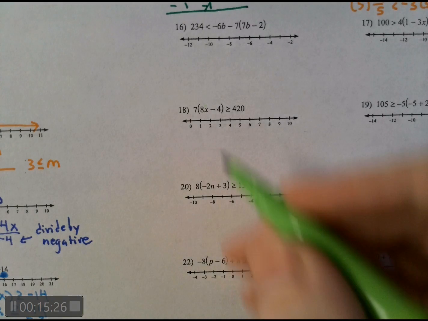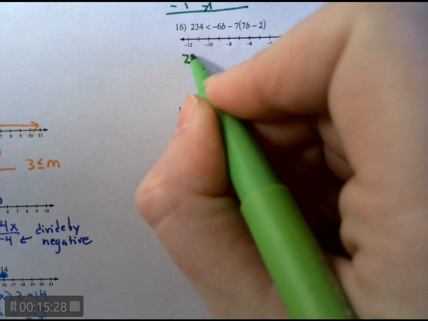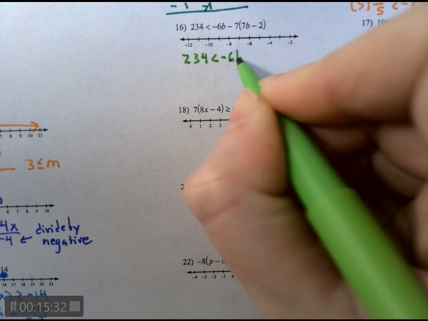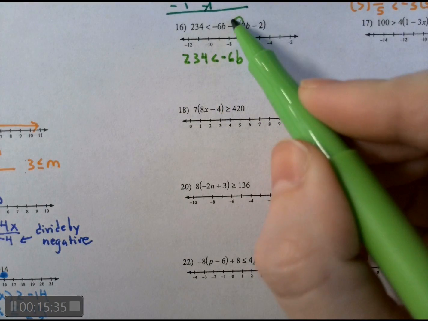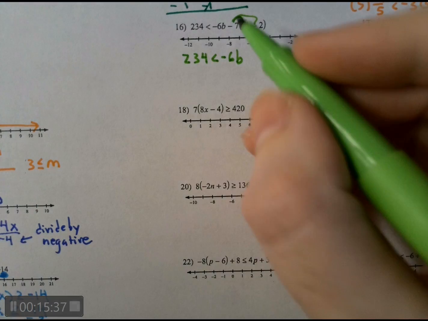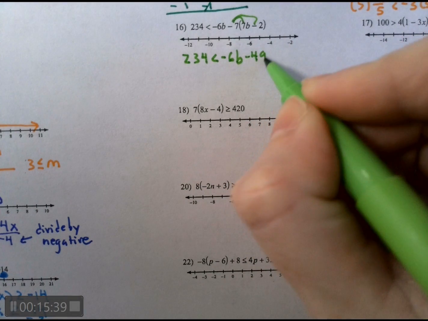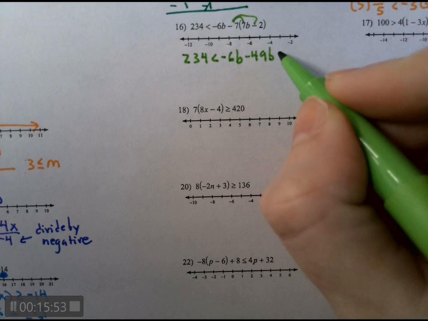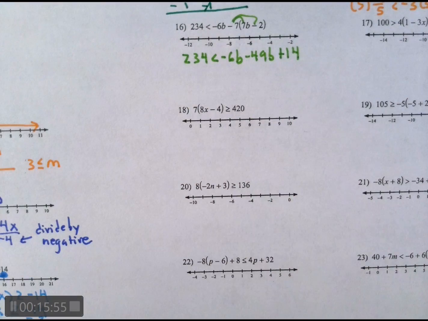Okay. So, 234 is less than negative 6b. I'm going to distribute my negative 7, so I get negative 49b. It is negative 49, not 14, because 7 times 7 gives you 49, and 7 times 2 gives you 14. So negative 7 times negative 2 will give me a positive 14. Alright?